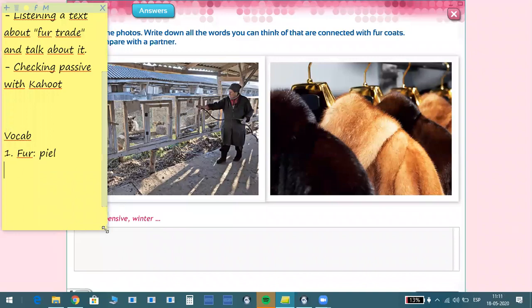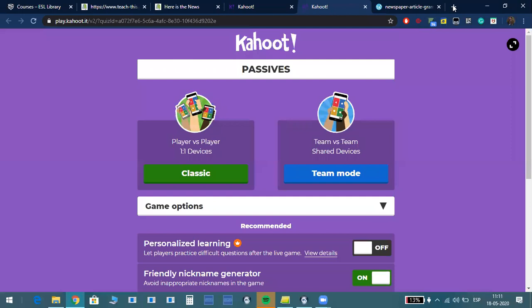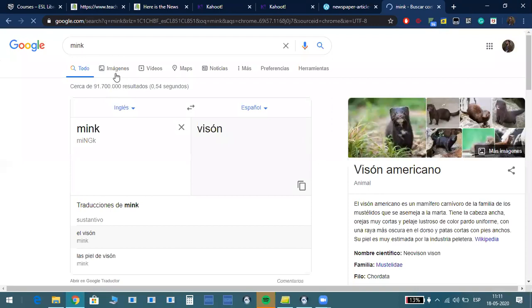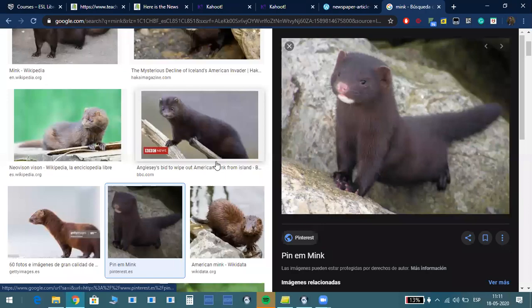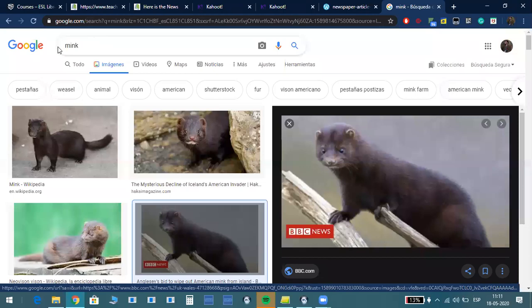What they have is usually small cages, and they have foxes, they have minks. What are the minks, do you know? Mink, a small animal. Oh, it's really cute, look at that. This is a mink. So they have the mink, okay? And they use the fur to make, I don't know, scarves and gloves and other things. So they use minks, and also they use a lot of other animals.